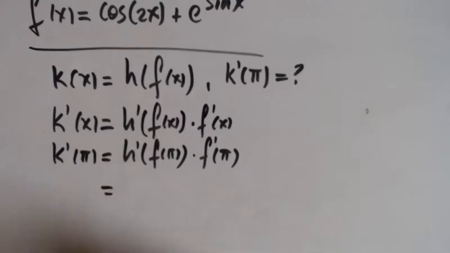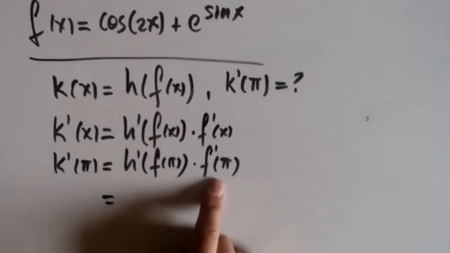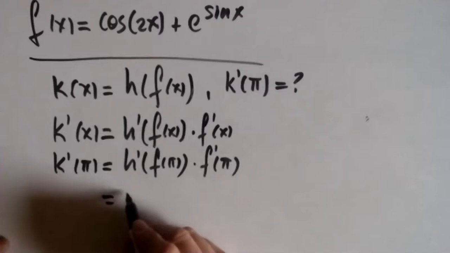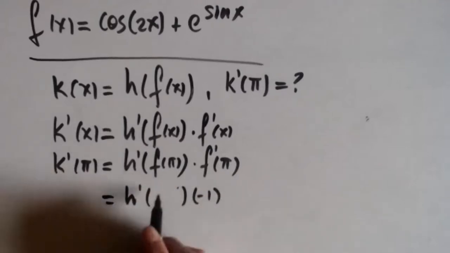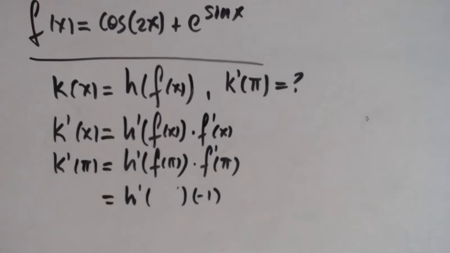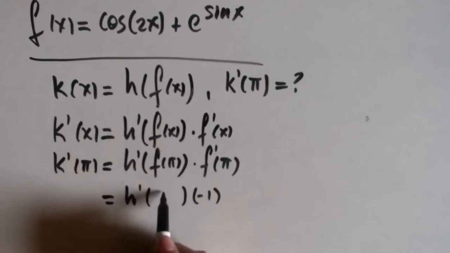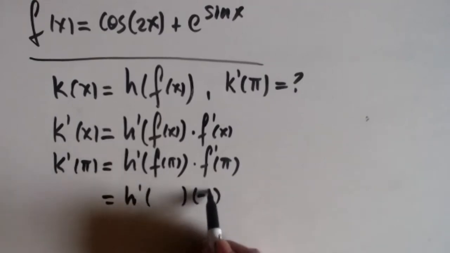Now, f prime of pi is the one we solved before. What is that? It's the slope of the tangent line, correct? That was negative 1. And what is f of pi? You remember? No? These values were in the previous problem, so I erased them. So you have it on your paper. So this is negative 1, I remember. And this?